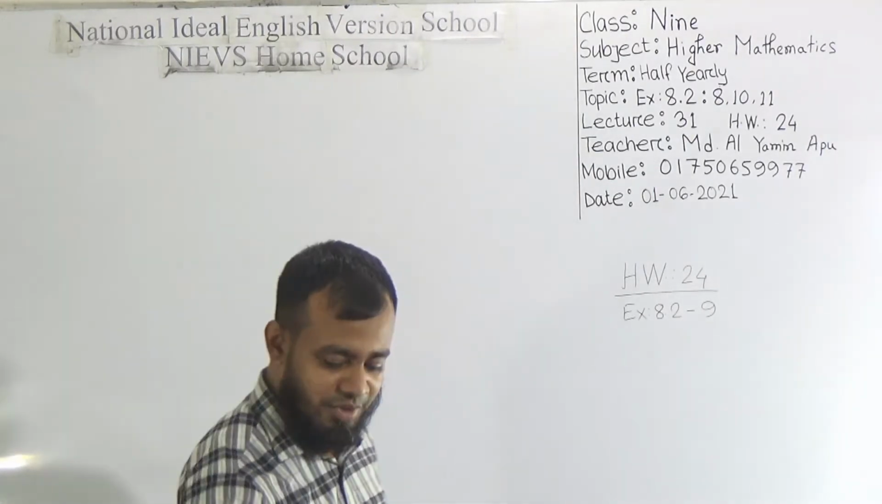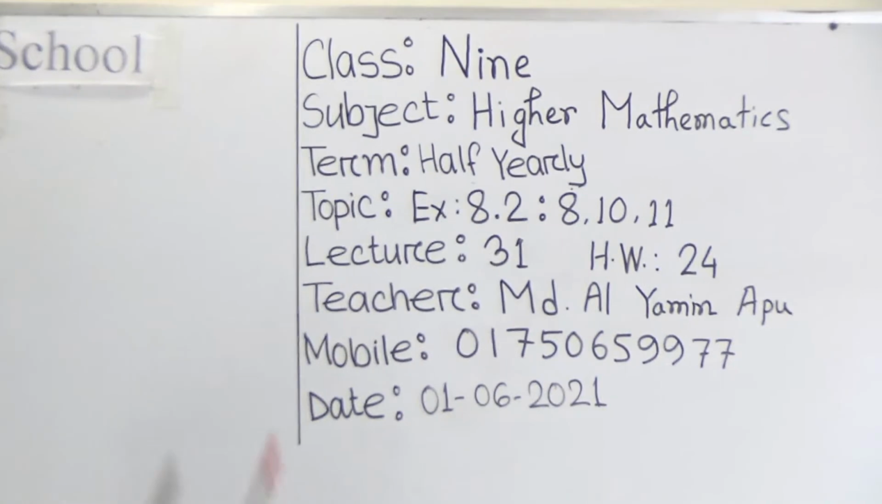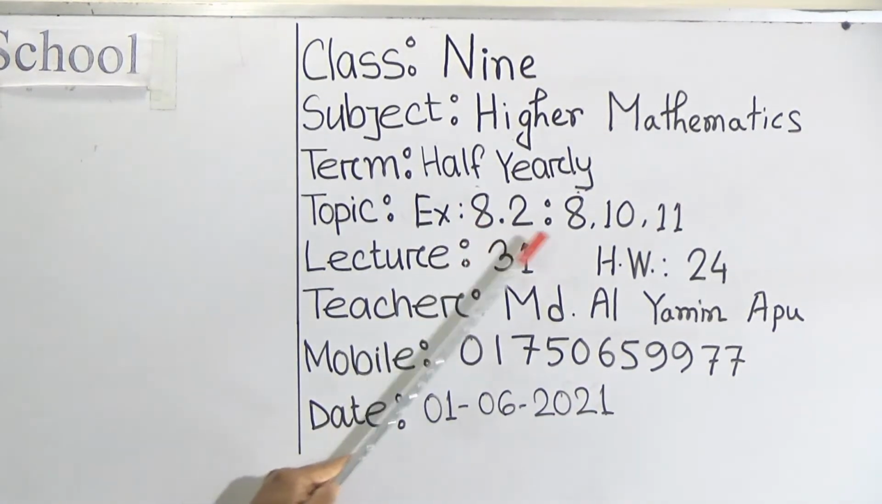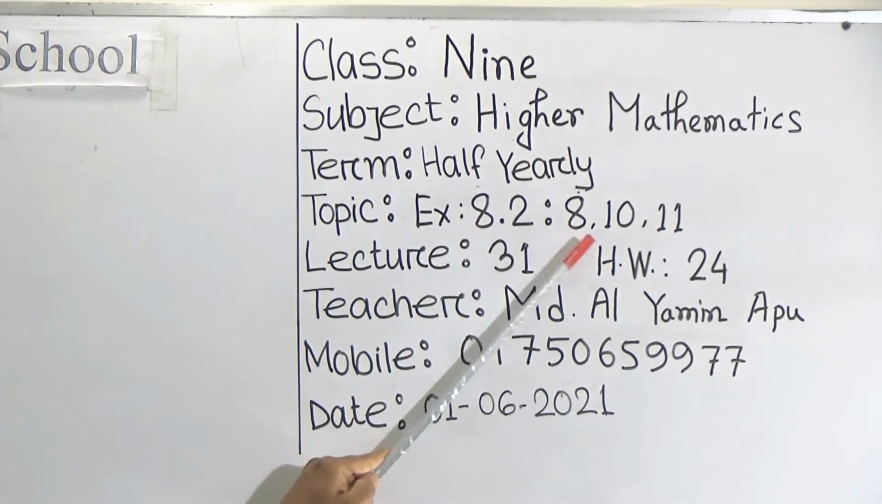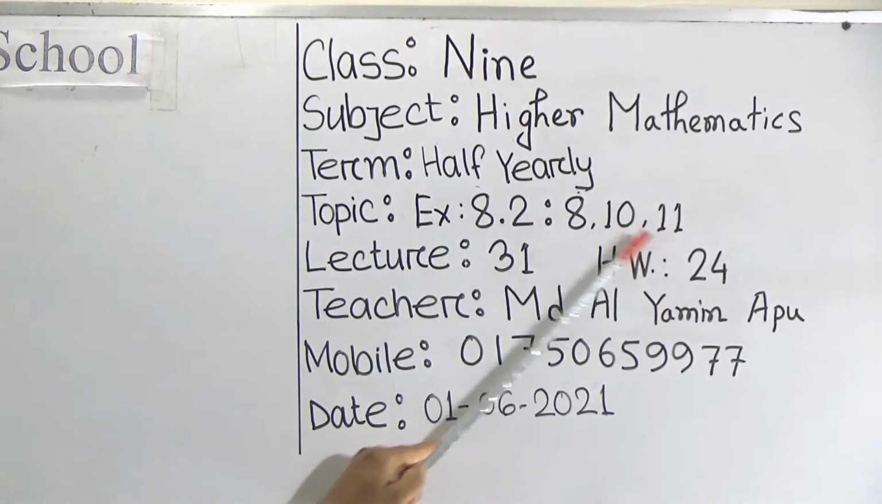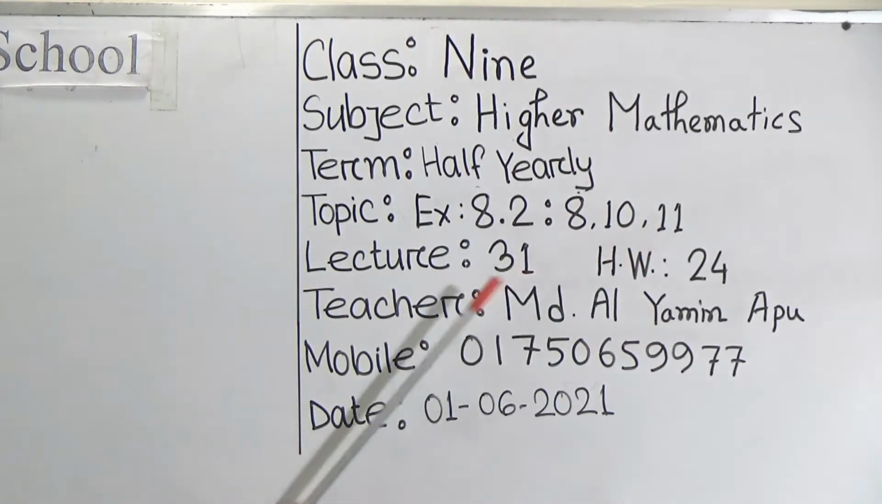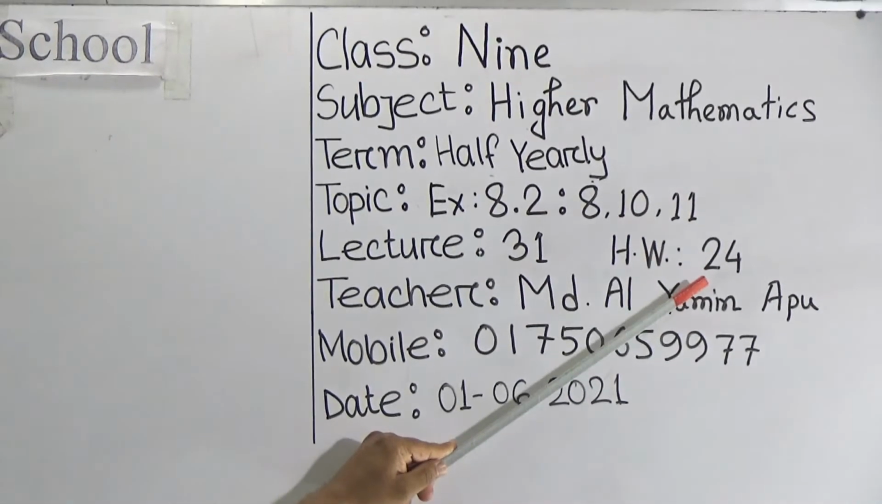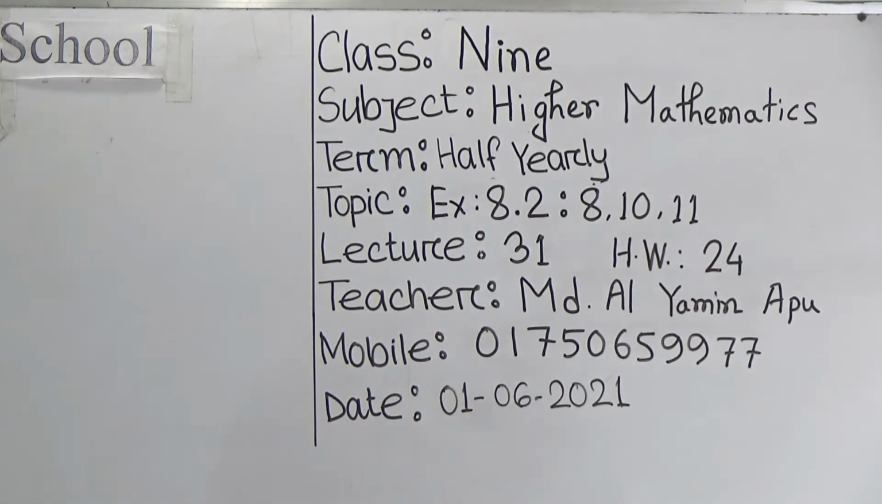Our today's topic is exercise 8.2, questions number 8, 10 and 11. We will solve 3 questions today. Your lecture number is 31 and you have a homework. Your homework number is 24 for the half yearly examination. Students, now let's start our class.